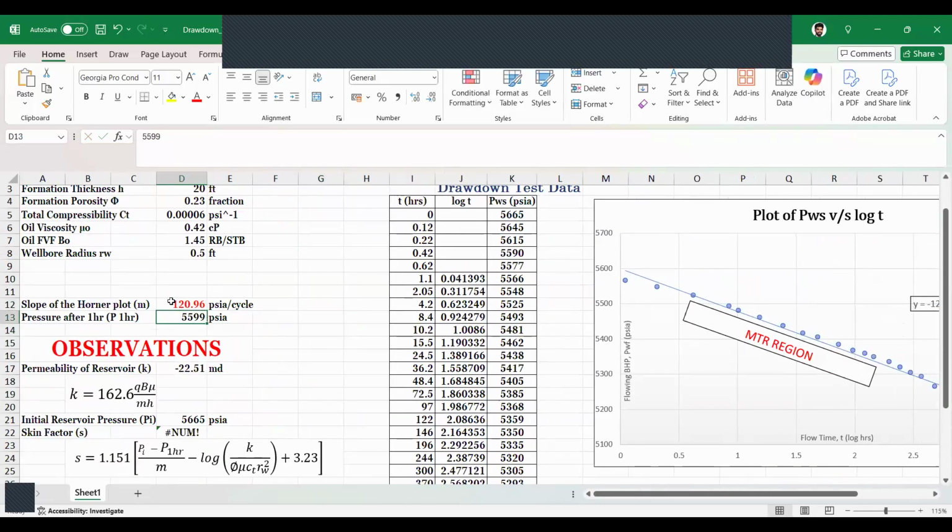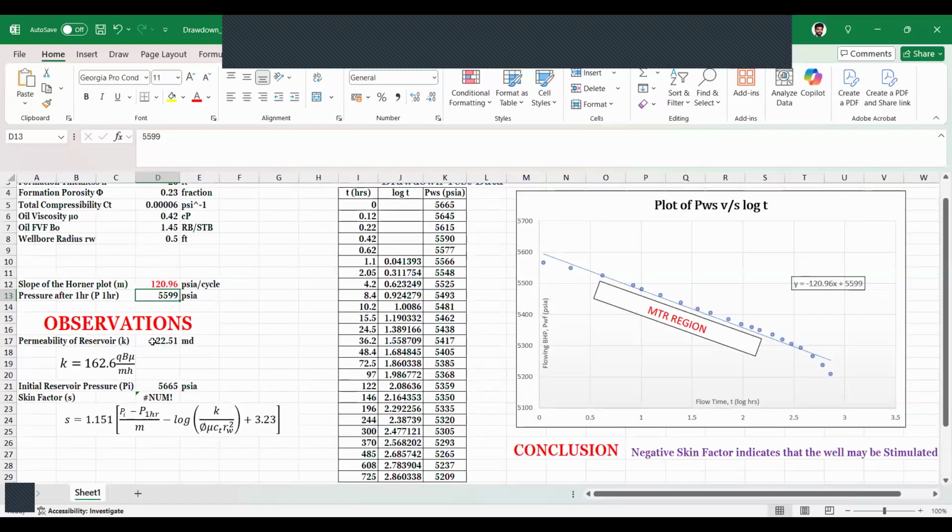Let me just zoom or scroll up. Yeah, so this is actually negative here. Okay. So from this slope, your reservoir permeability is 22.51 millidarcy. And you can see skin factor is now negative.